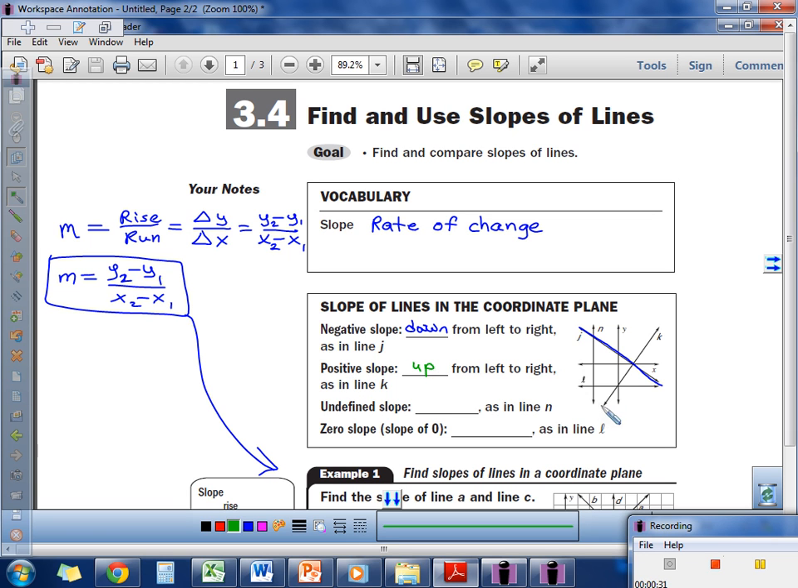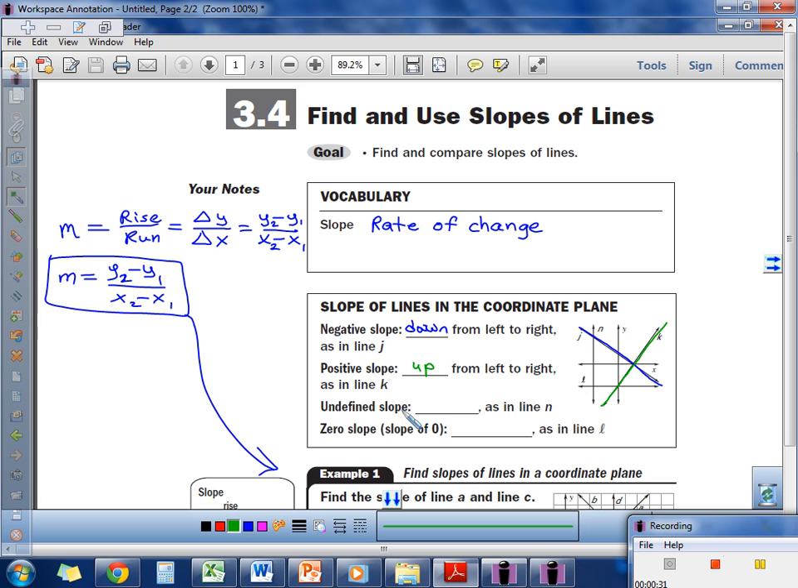Positive slope goes up left to right. So that would be our line K. Remember, if your grade did that, that would be a positive thing. That would be a good thing. Up going left to right. Undefined and zero are the ones I see missed all the time. If you don't study these, it'll be bad.